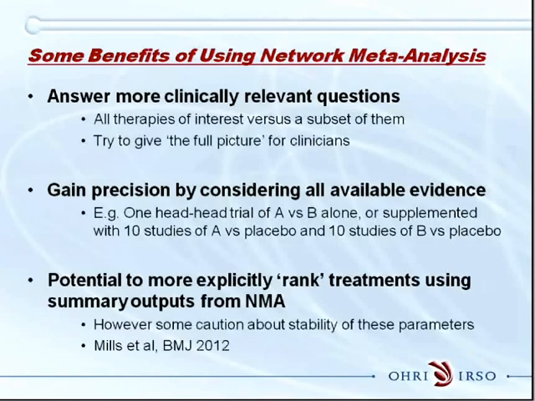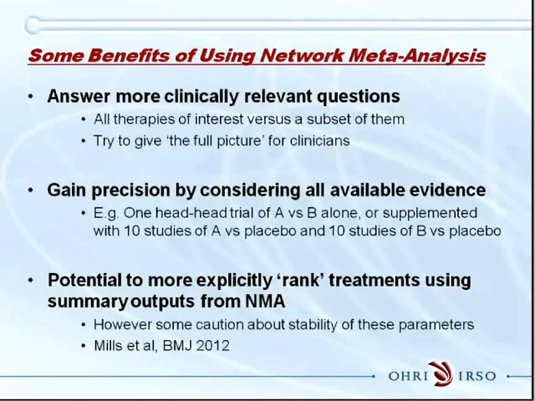The other one I'll mention, which is tied into the example we just saw, is that there are some additional parameters that we can generate in network meta-analysis to help us try to rank the treatments from first to worst. As you can imagine, that's extremely attractive to clinicians and decision makers. The caution here, and in terms of research, it's really still being looked at.